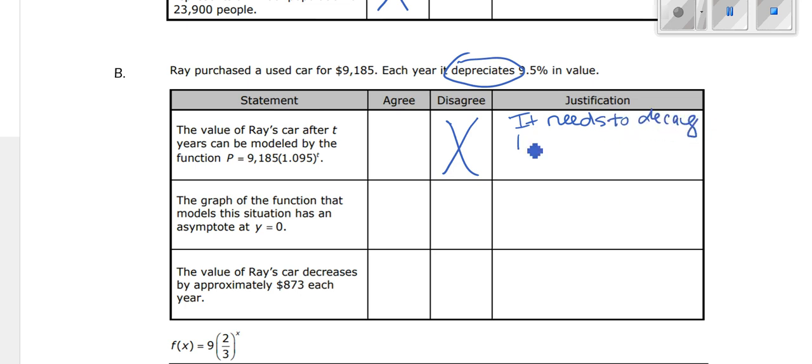So we want to do 1 minus 9.5. So our function would change here in those parentheses. So it needs to be 1 minus, actually, sorry, fix that. It needs to be 1 minus 0.095.